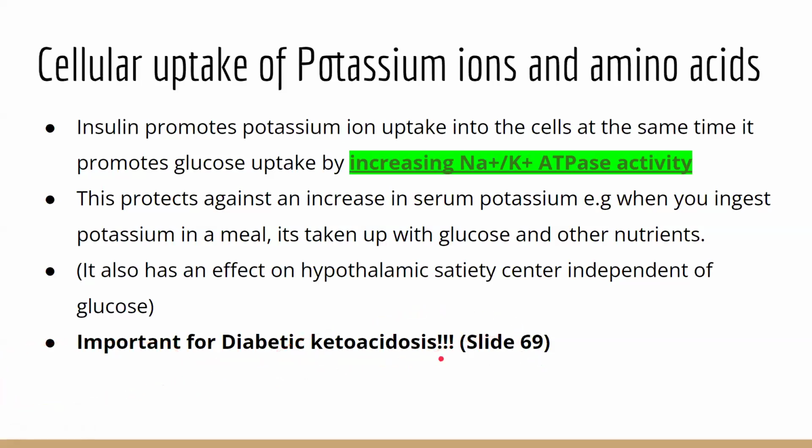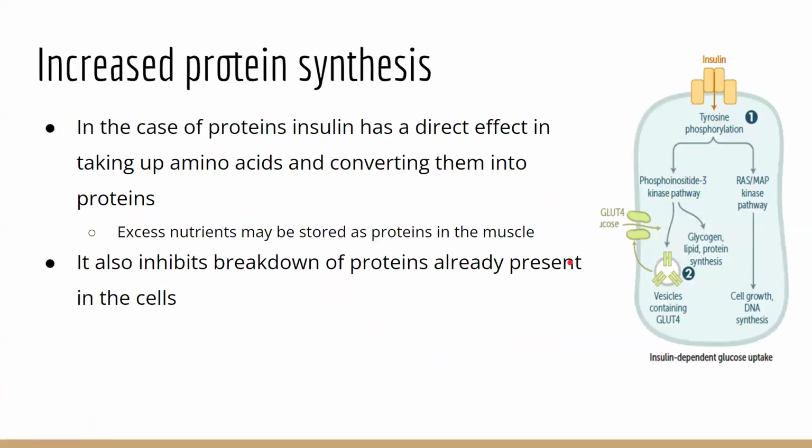Important for diabetic ketoacidosis. So in diabetic ketoacidosis, we'll study this later, but in type 1 diabetes, you don't have insulin. Okay? You don't have insulin, you can't promote this potassium ion uptake. So you'll have potassium ions more outside. And we'll cover what happens because of that later on. Increased protein synthesis, again, insulin is anabolic. It's going to want to increase protein synthesis. And how does it do that? It increases the amount of amino acids that are taken up, basically, and it'll convert them into proteins.